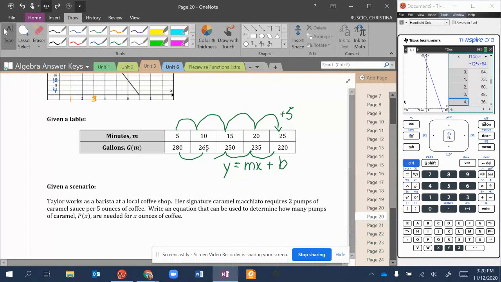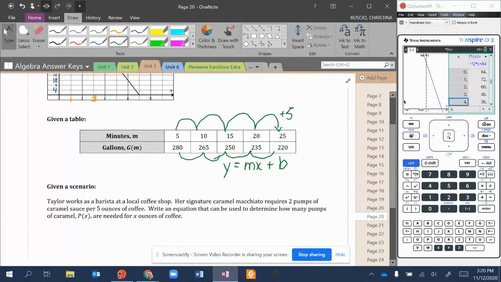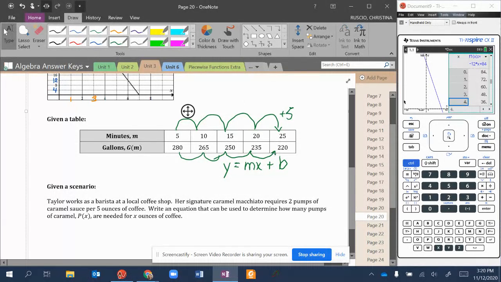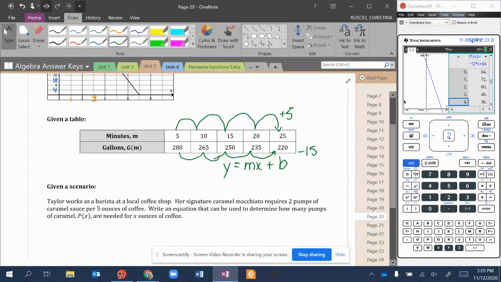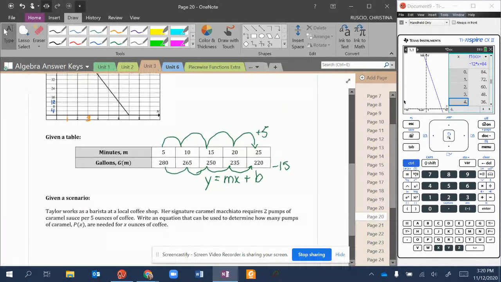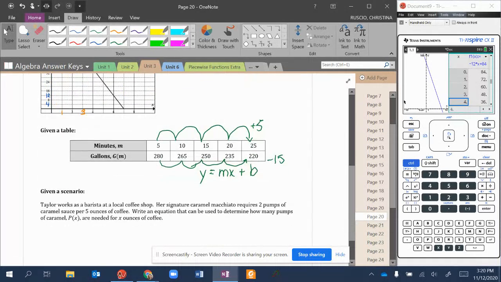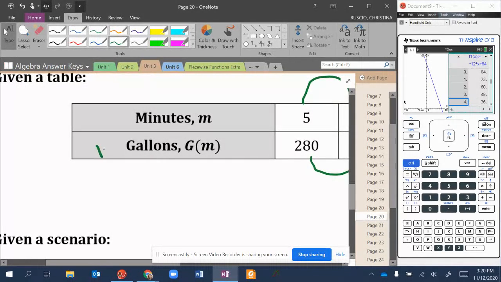What's going on with those? 280 to 265, 265 to 250, and so on and so forth. If you saw that those are going down by 15, you are a rock star, because you are right. So when we want to find the slope, remember slope is rise over run, so our y values divided by our x values. So these are our y's, these are our x's.